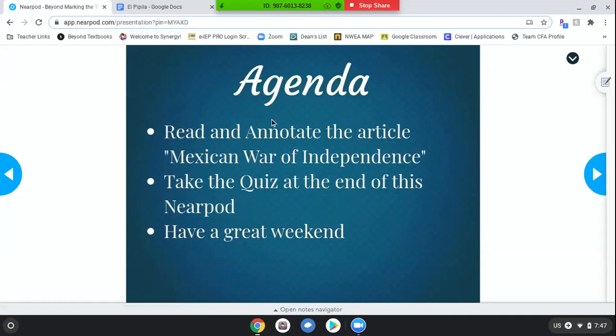So briefly looking at our agenda, we are not actually reading about the Mexican War of Independence. I apologize for that typo. We're reading about El Pipila, who was a hero of the Mexican War of Independence. So that will be interesting. And then we'll take a quiz at the end of Nearpod. And then, of course, after that, I hope you guys will have a great weekend.